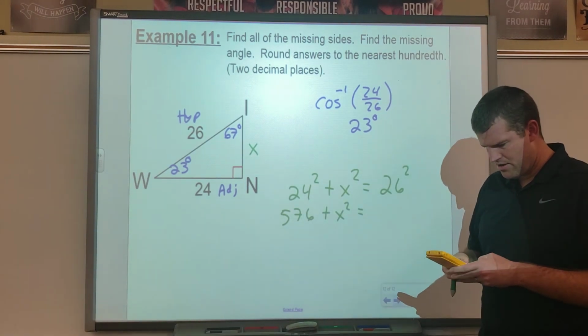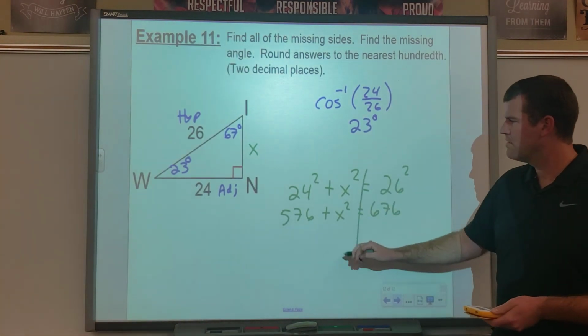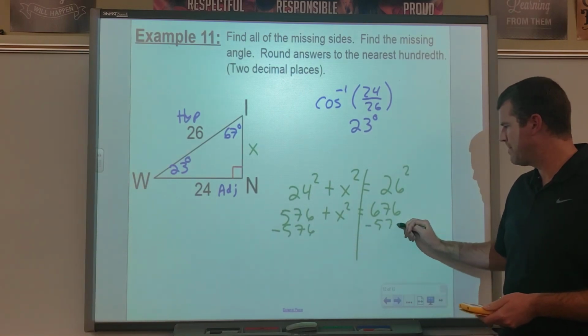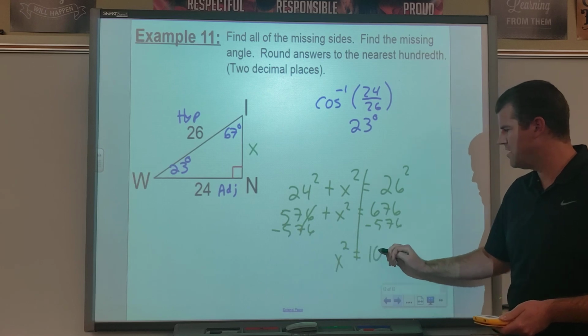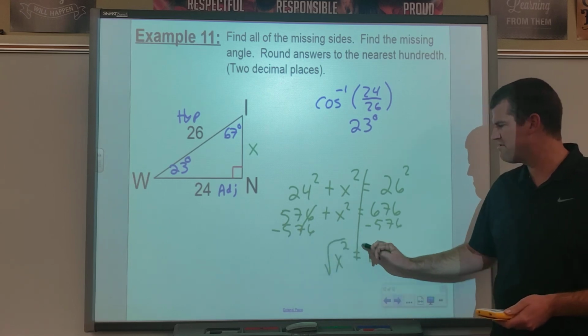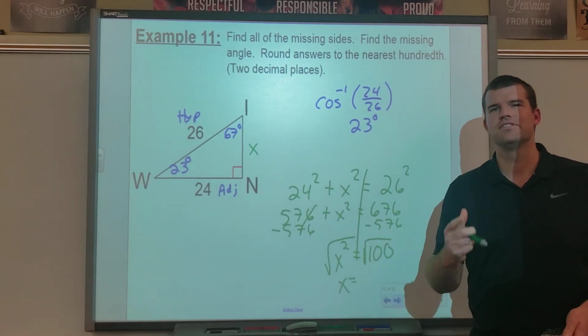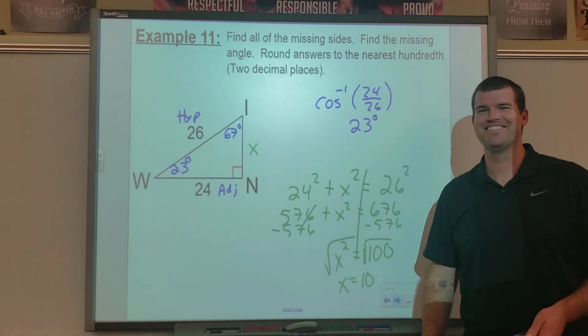26 squared, 676. Subtract 576. And x squared equals 100. And I'm pretty sure you know the square root of 100 is 10. And in my eyes, you guys are all a 10.